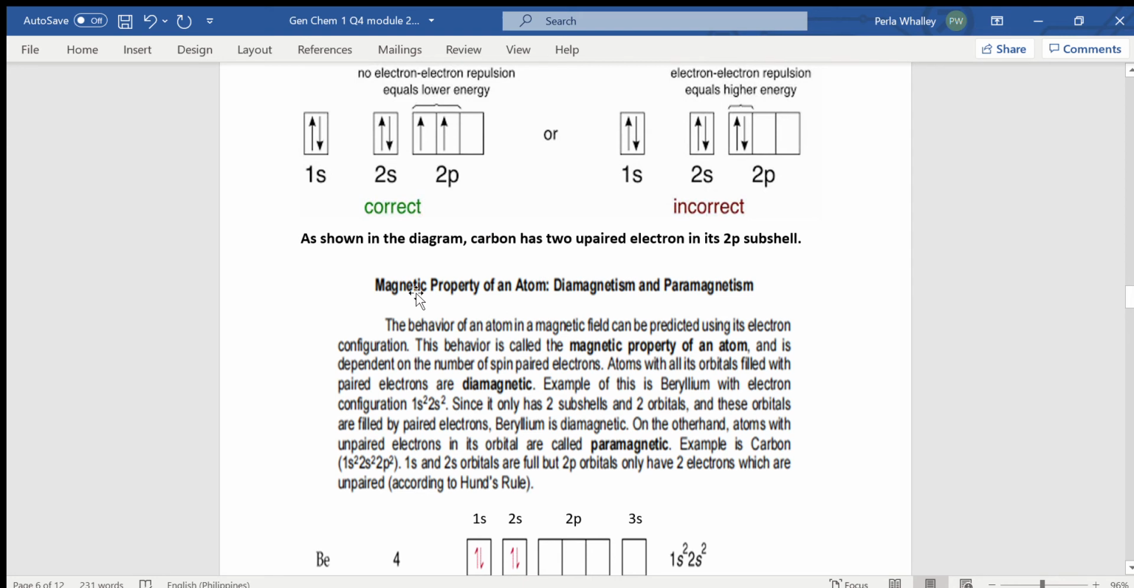Then let's go to the magnetic property of an atom, diamagnetism and paramagnetism. Atoms with all their orbitals filled with paired electrons are diamagnetic. Example, beryllium. And atoms with unpaired electrons in their orbitals are called paramagnetic. Example, carbon.